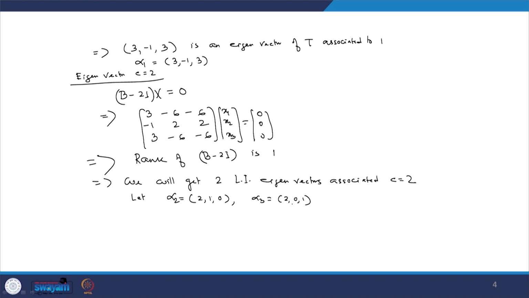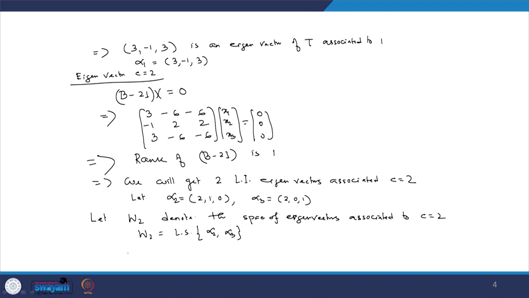So, I will get two linearly independent eigenvectors like this. Let W2 denote the space of eigenvectors associated to c equal to 2. So W2 is equal to the linear span of alpha 2 and alpha 3, and let W1 equal the linear span of alpha 1.